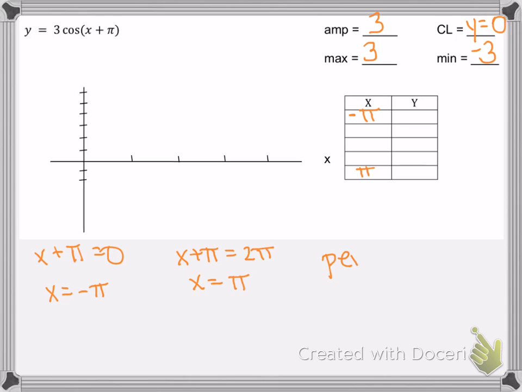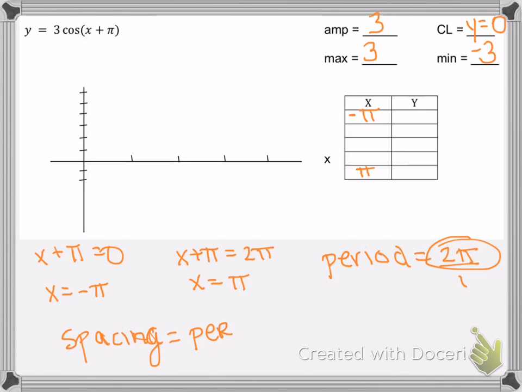Then I find my period, which is 2 pi over my b term, which is 1. So my period is simply 2 pi. So then I've determined the spacing between each x value is your period divided by 4. So I get 2 pi divided by 4, which is just pi over 2.